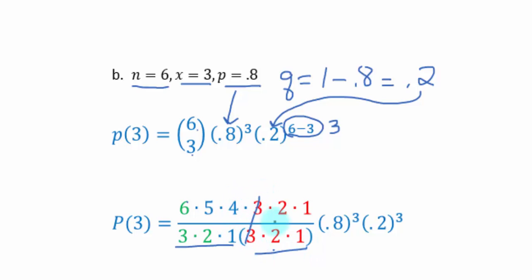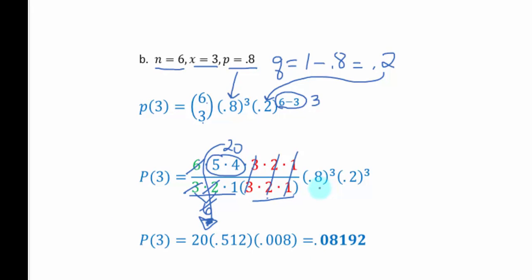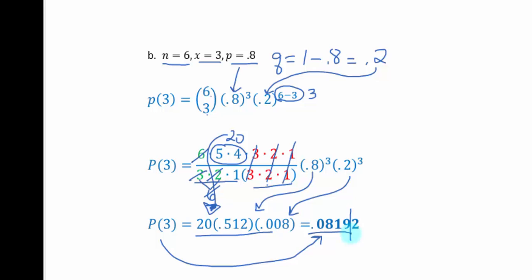So you can see in red we have identical factors. We reduce those factors. Now look to see if anything else can reduce. Notice I've already written in green that 3 times 2 makes 6. So 3 times 2 can reduce with 6 in the numerator. That leaves us 5 times 4 not reducing with any other factors. So 5 times 4 will give us 20. And you can see I've written 20 right here below. Then we have our 0.8 cubed makes 0.512, and 0.2 cubed is 0.008. So when we multiply these 3 factors, we get the probability of 3 successes is equal to 0.08192. And typically we cut this off at 4 decimal places. So we would have 0.0819 for the final answer.